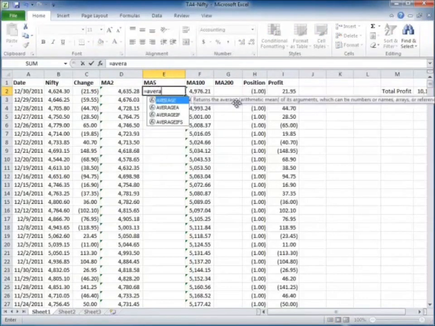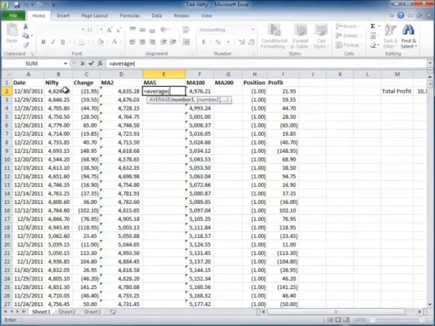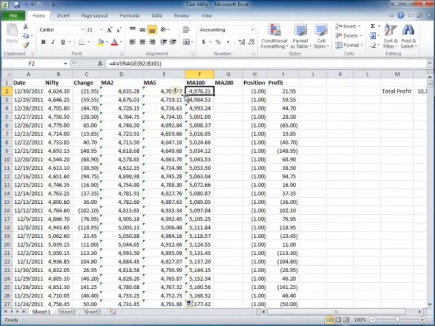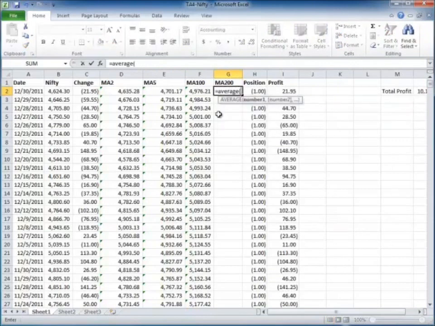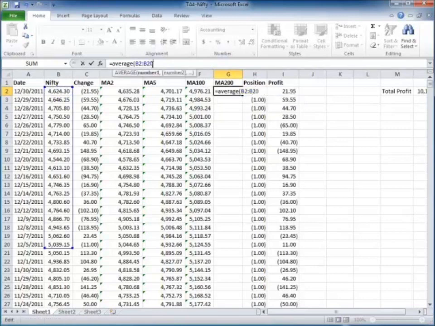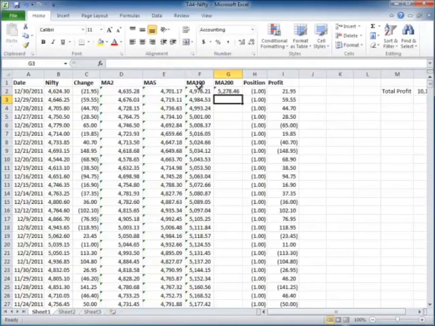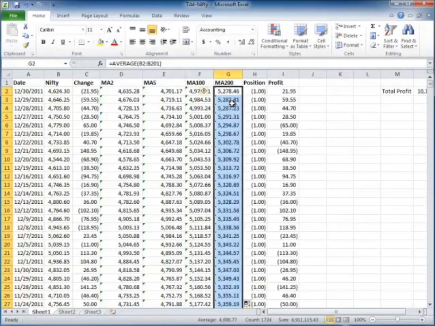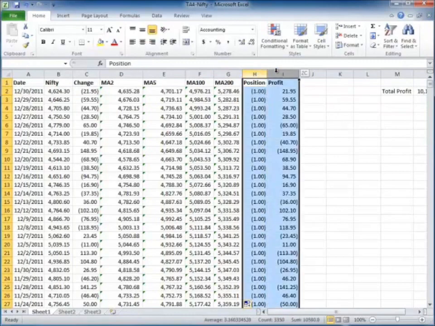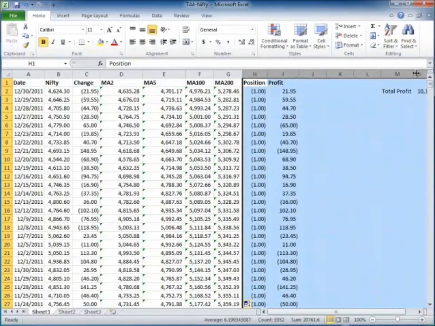Right, so MA5 will simply be the average of the price over 5 days. MA200 will be the same as this, except it will be up to 201. So that now is the 200-day moving average. Let's just get rid of these for now. We'll do them again in a second.